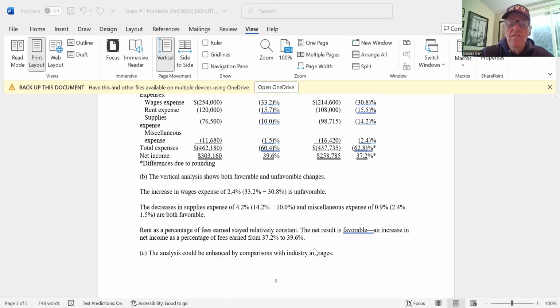Okay, so if you got everything and you mentioned the industry averages and you got the detail, you got the full 10 points. If you didn't give me the detail and you didn't tell me about the industry averages, then you lost either a point or two, depending upon how well you did with the rest of the problem.